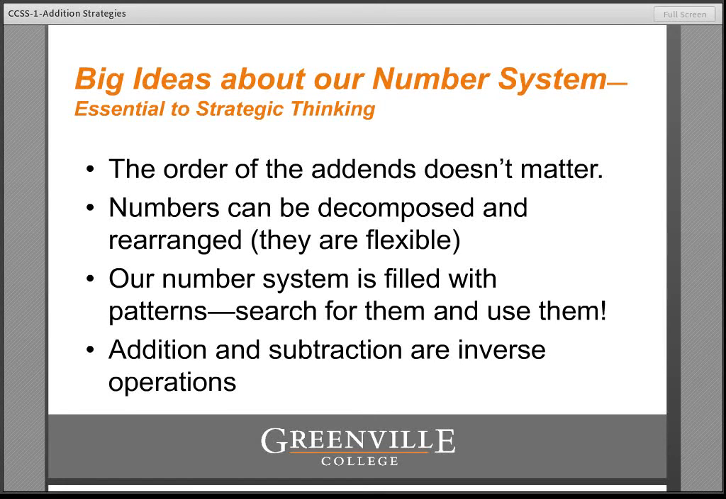Some of the big ideas about our number system that children should be developing in first grade as a result of their strategy work is that, one, the order of the addends doesn't matter. That is the commutative property, and the Common Core authors say that children do not need to know the name, commutative property, but the idea they absolutely need to know. The order of the addends doesn't matter.